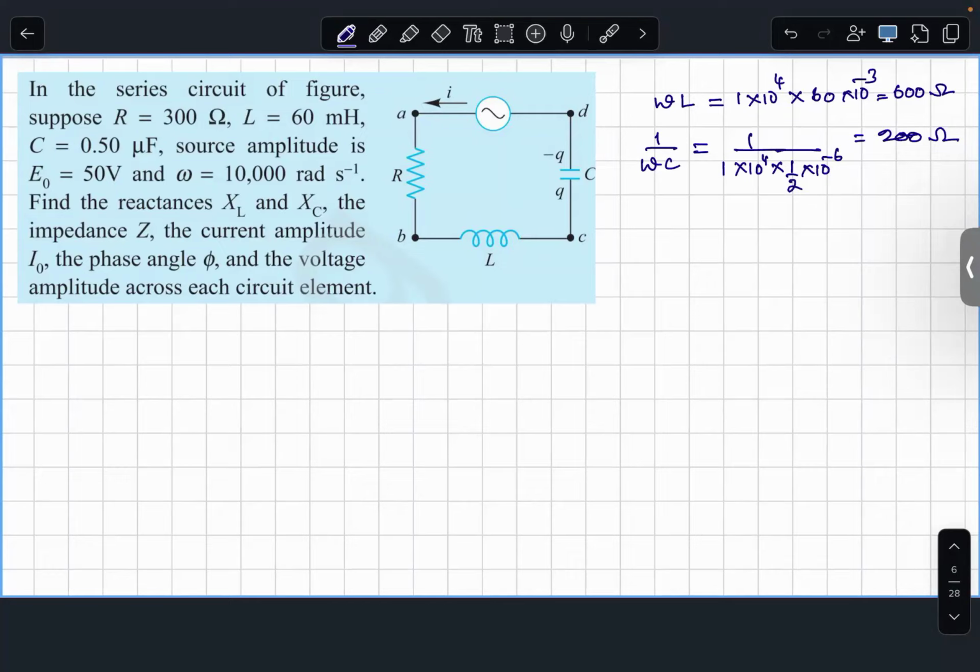What is this circuit? It is the nature of this circuit. Inductive. XL greater than XC. So this is inductive.